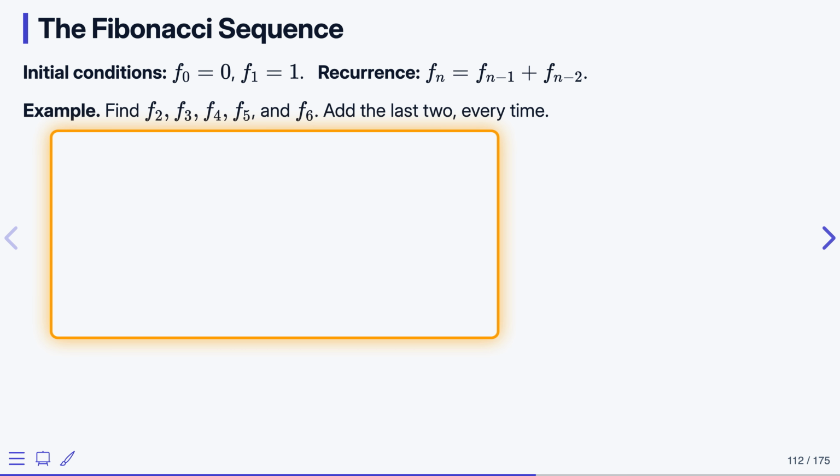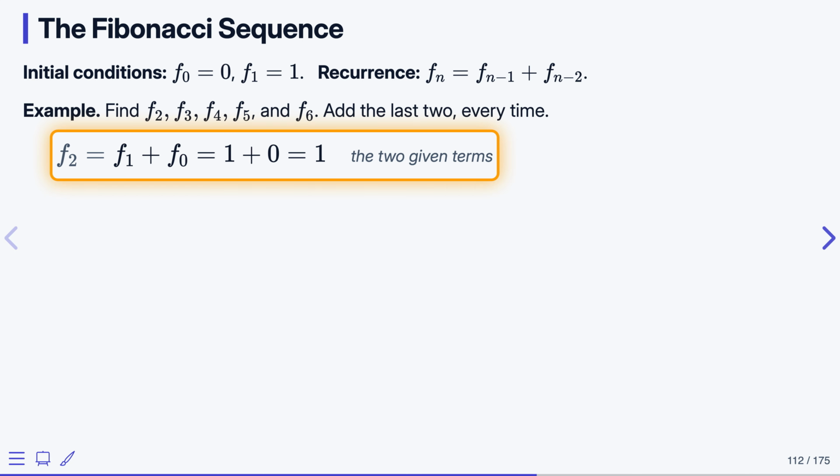The Fibonacci sequence is the most famous recurrence in mathematics. It has 2 initial conditions. F sub 0 equals 0 and F sub 1 equals 1. The rule is that each new term is the sum of the 2 terms before it.